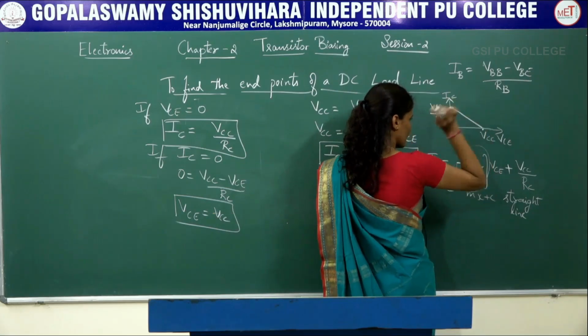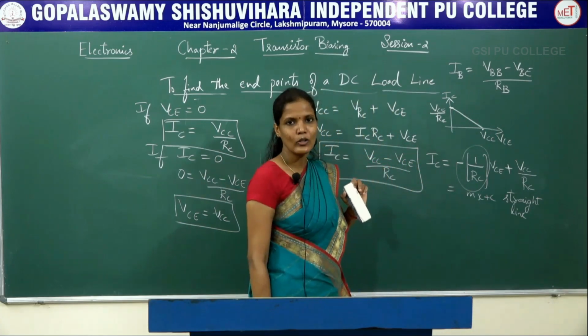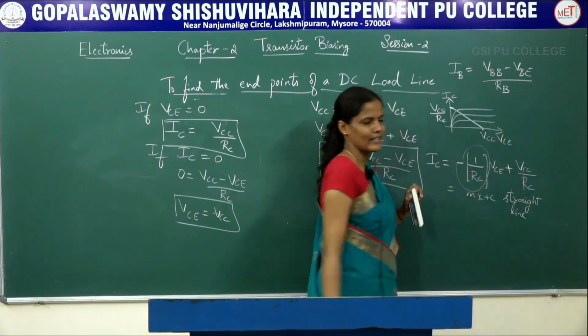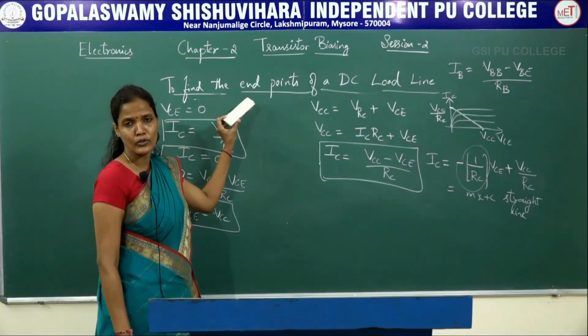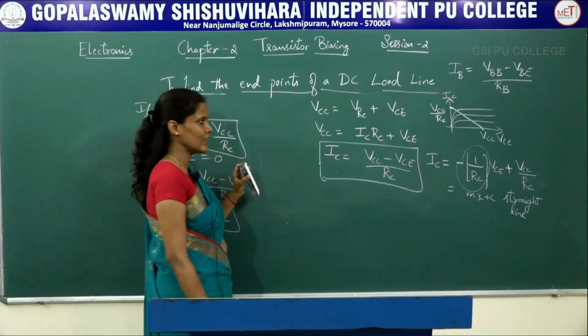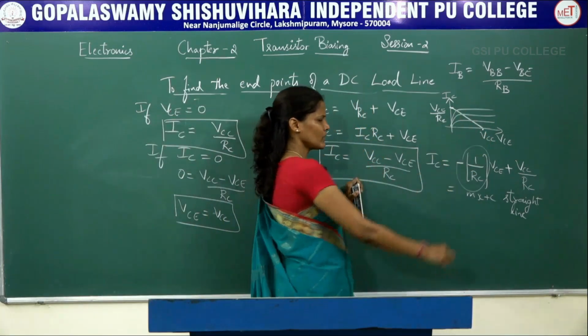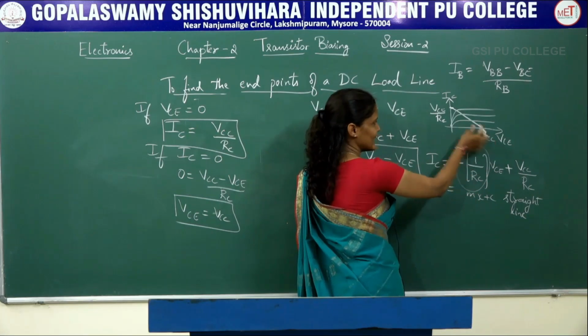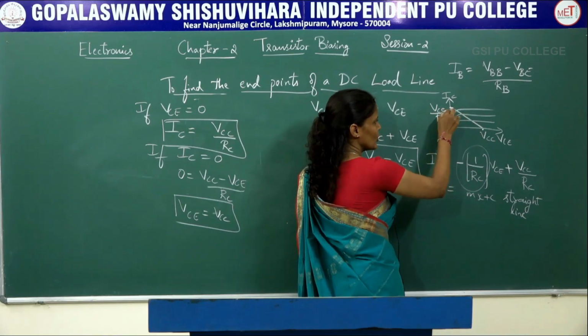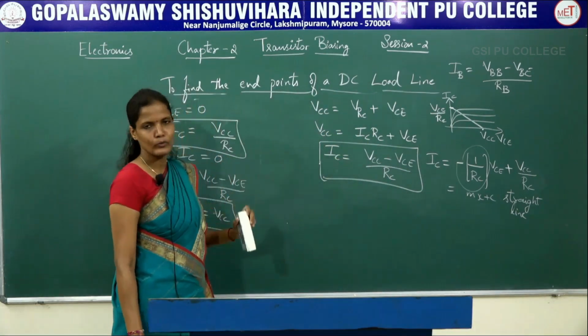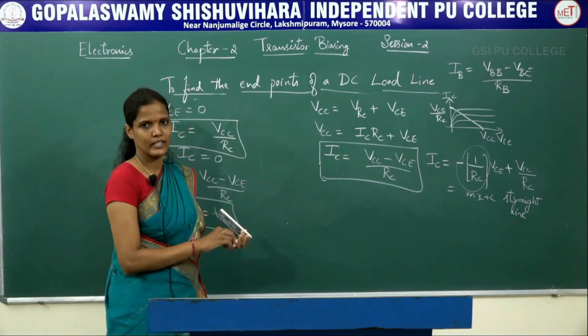By joining these 2 points, I am going to get a DC load line which is drawn across the output characteristics curve. Like this, we find the 2 end points of a DC load line. This is one point and this is another point, where the VCE value will be equal to VCC and the IC value will be equal to VCC divided by RC. I hope you are clear with this. Next, we'll move on to a problem of this particular type.